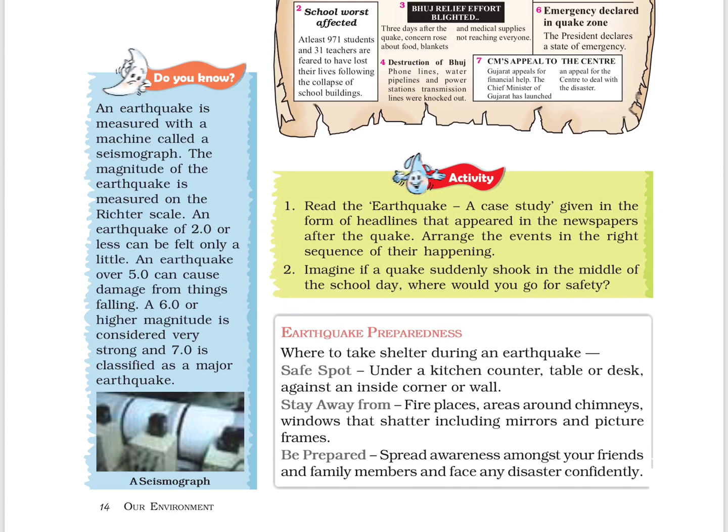Here we have seismograph. So an earthquake is measured with a machine called seismograph. The magnitude of the earthquake is measured on the Richter scale. So if an earthquake is 2.0 or less, we consider it a little earthquake. An earthquake over 5.0 can cause damage from things falling. So an earthquake of 6.0 or higher magnitude we consider a strong earthquake. And 7.0 is classified as a major earthquake.